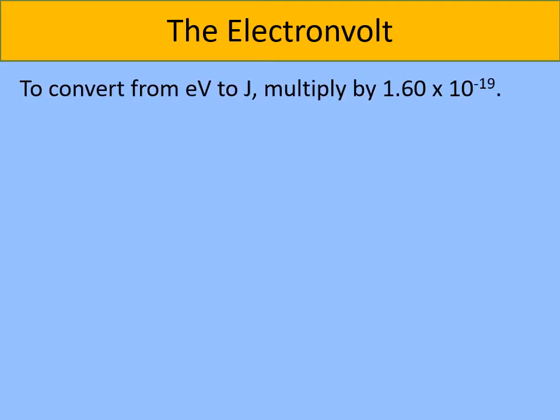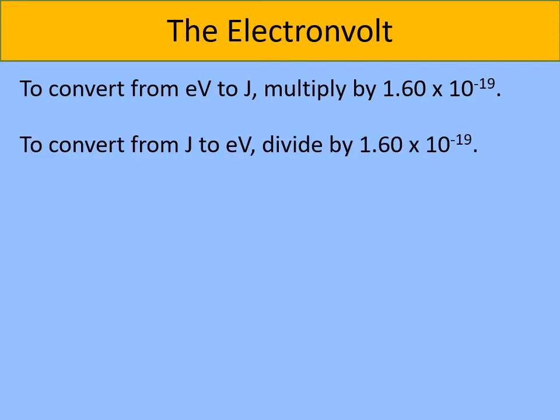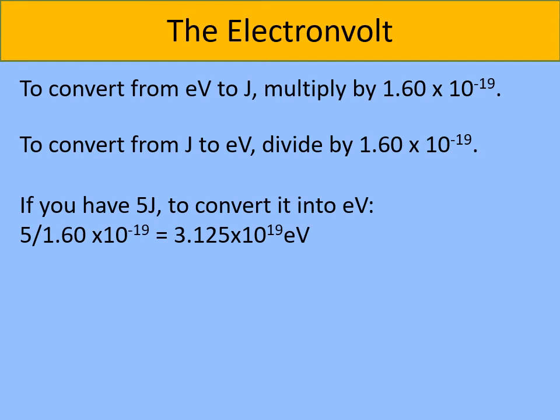Now, it's quite useful to know that if you want to convert from electron volts to joules, you just need to multiply by 1.6 times 10 to the power of minus 19. On the other hand, if you want to convert from joules to electron volts, you simply divide by 1.6 times 10 to the power minus 19. An example here: if you want to convert 5 joules into electron volts, you take the 5 joules and divide by 1.6 times 10 to the power minus 19, and that gives you 3.125 times 10 to the power 19 electron volts, which is what 5 joules is worth.